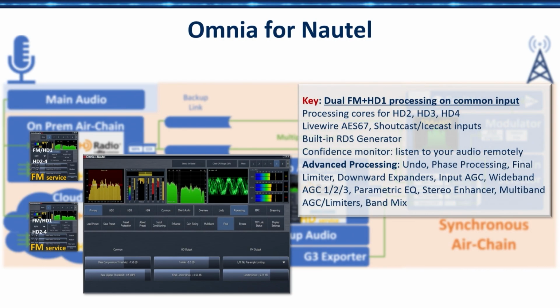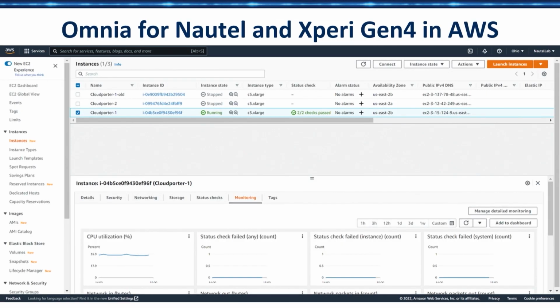The Omnia for Nautel, so that's the piece of software that is the front end of it, and it's a really key component to this architecture. And really, I'm not going to do justice talking about all the features that it does. Please talk to Telos about that, because I'm only scraping the surface. But the key thing is it's a dual processor for FM and HD. So one input, dual output. And we can feed it with live fire shoutcast, and it's got a built-in RDS generator.